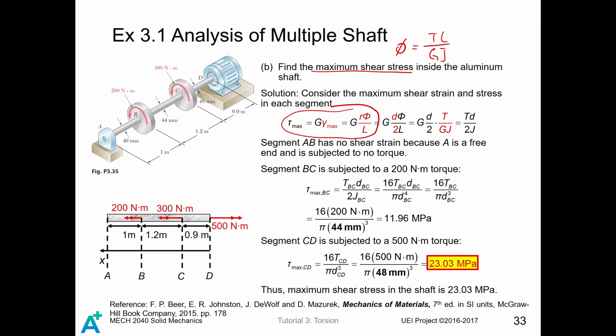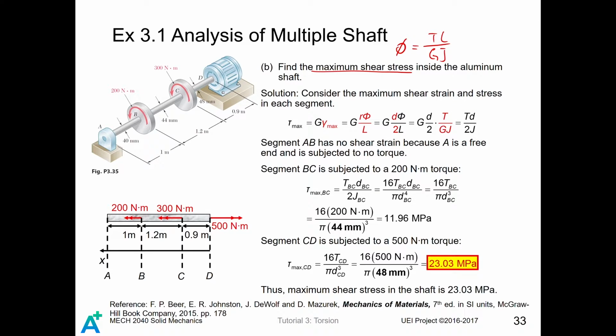So the maximum shear stress is given by G times the maximum shear strain. Then you rewrite this formula in this way, so still you have to remember those things. But in this problem, there is no radius given, it is just the diameter, so we just put r to be d over 2. Then we rewrite this maximum shear stress into this form, which is Td divided by 2J.